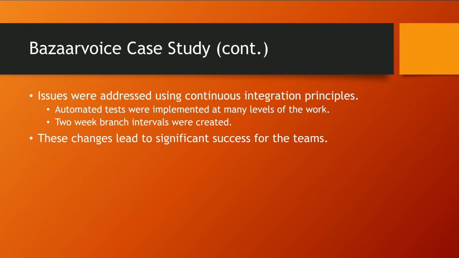So continuing, the issues were addressed using continuous integration principles. Automated tests were implemented at many levels of the work, and two-week branch intervals were created. These changes led to significant success for the team. After I believe the second bi-weekly release, they went from 44 service failures to 3, and then to 2, and then to 1, and then 0.